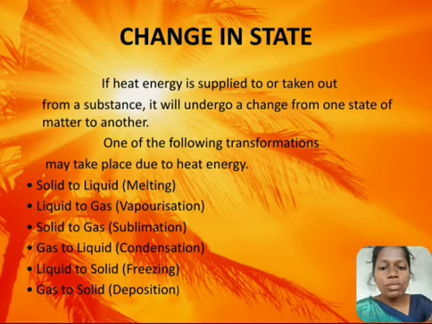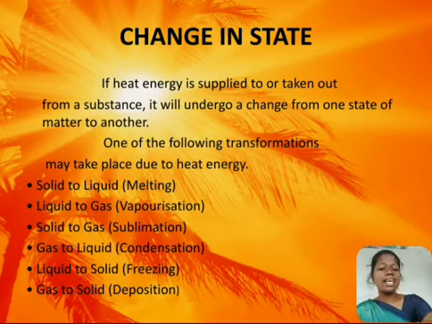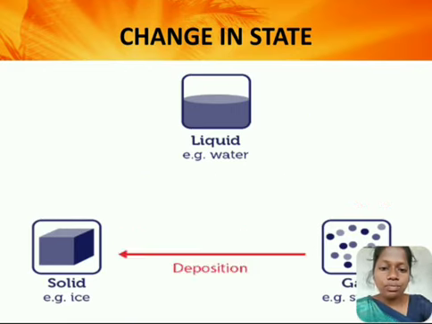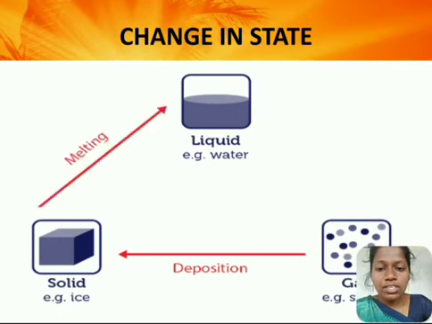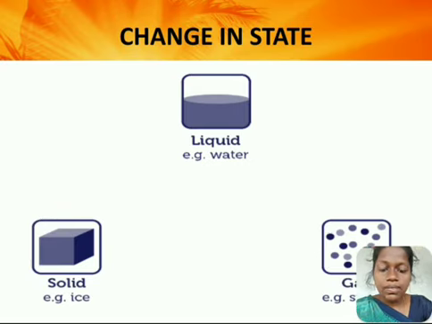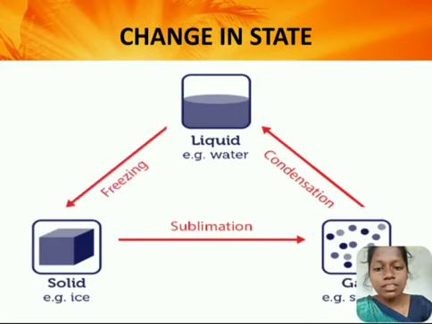One of the following changes may take place during heat transfer: solid to liquid is called melting; liquid to gas, vaporization; solid to gas, sublimation; gas to liquid, condensation; liquid to solid, freezing; gas to solid, deposition. See how it transfers from one state to another. First, deposition, melting, vaporization, the reverse process, sublimation, condensation and freezing.